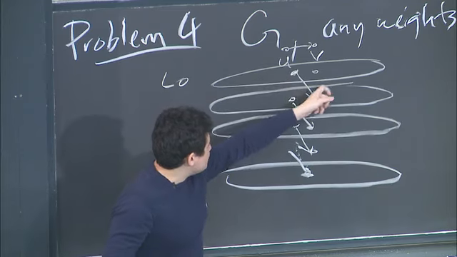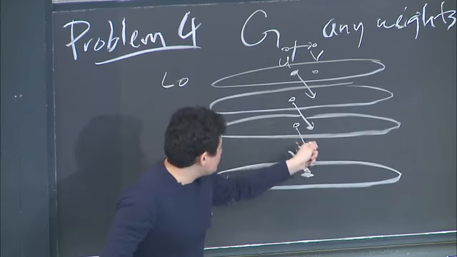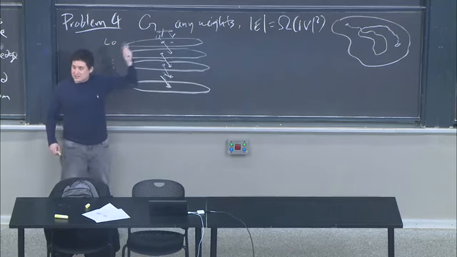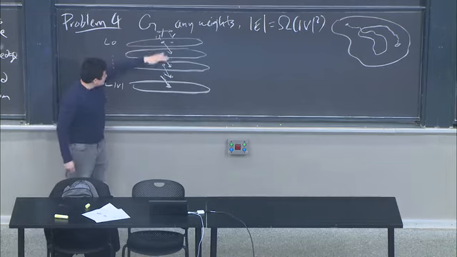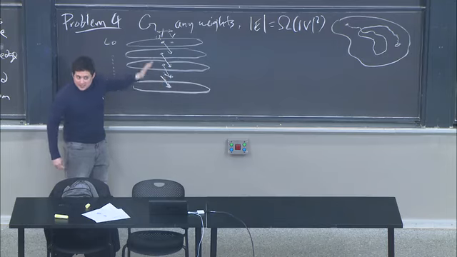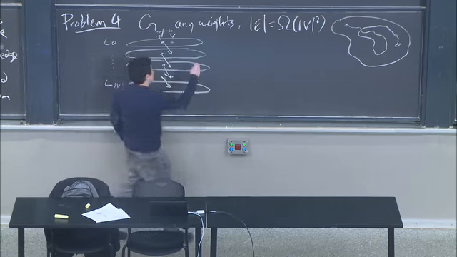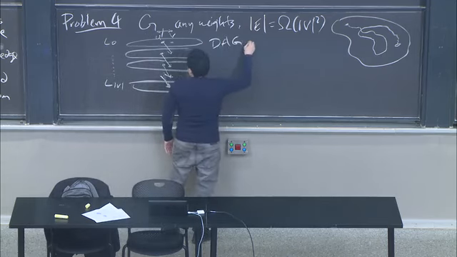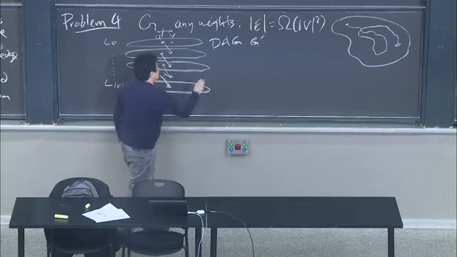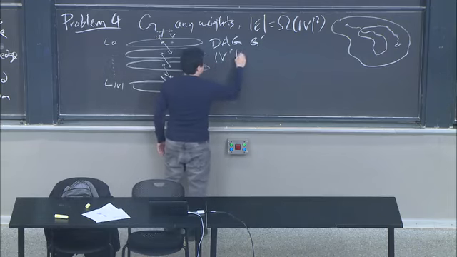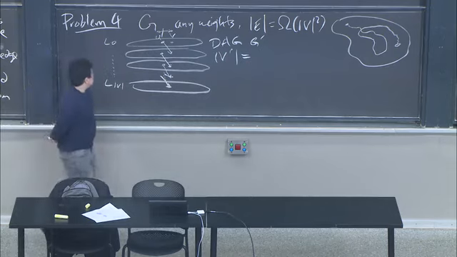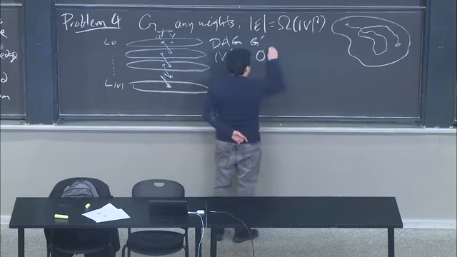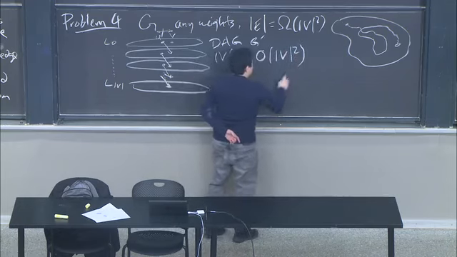Because I could go here and back to U and back to V and back to U if I had a cycle in my graph. But actually, what kind of graph is this? This is a DAG. Maybe I call this G prime. How many vertices are in G prime? V times V plus 1, right? So I'm going to say order V squared.